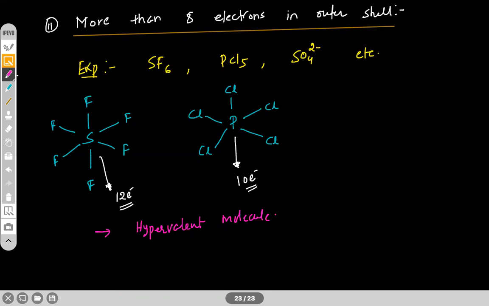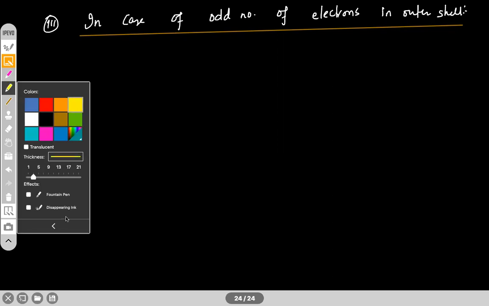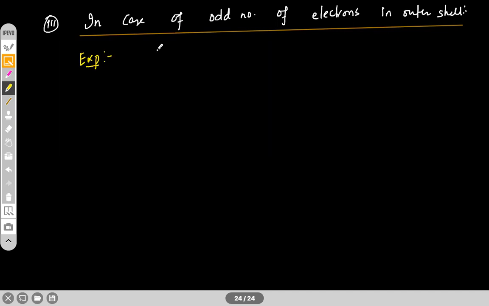Next, write down the third exception here. In case of odd number of electrons in the outer shell, these molecules we also call odd electron molecules. For example, we have NO, we have NO2, ClO2. All these molecules are odd electron molecules because they have an odd number of electrons.